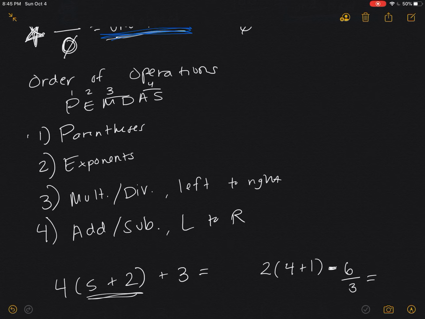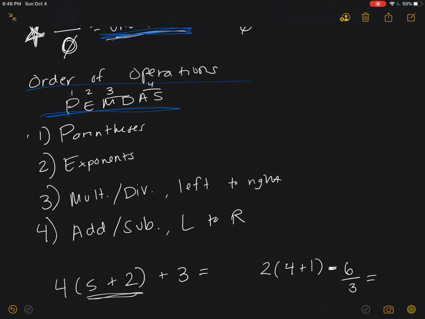You always follow it. It's so that things are consistent and everyone follows these rules, because if you don't, then you can have the same problem and people are going to get different answers out of it, right? So we use this rule to make sure all of our math problems are done correctly, right?